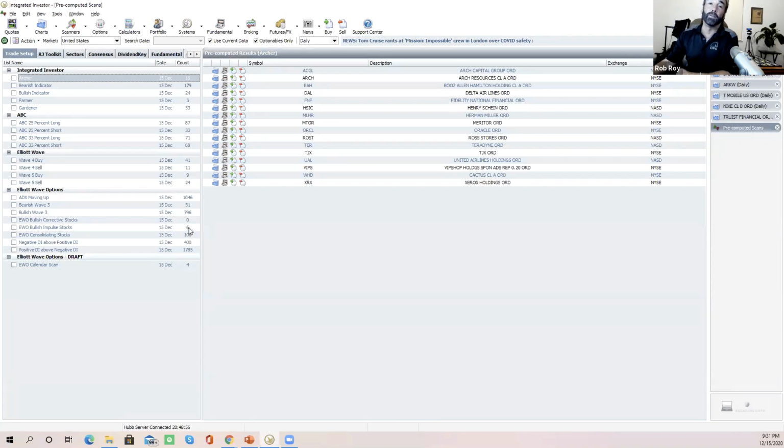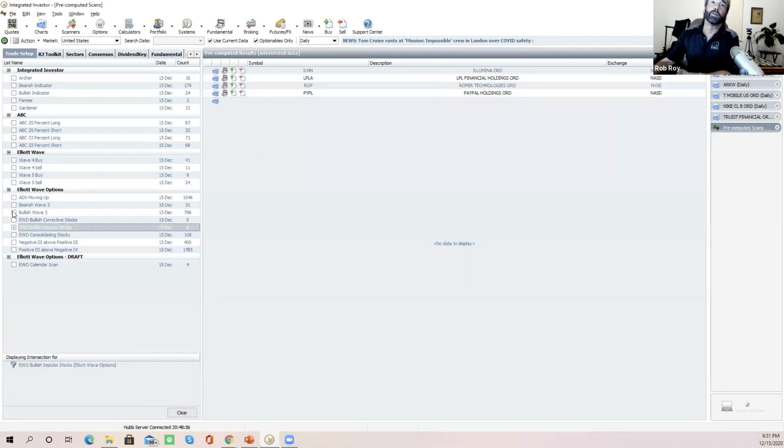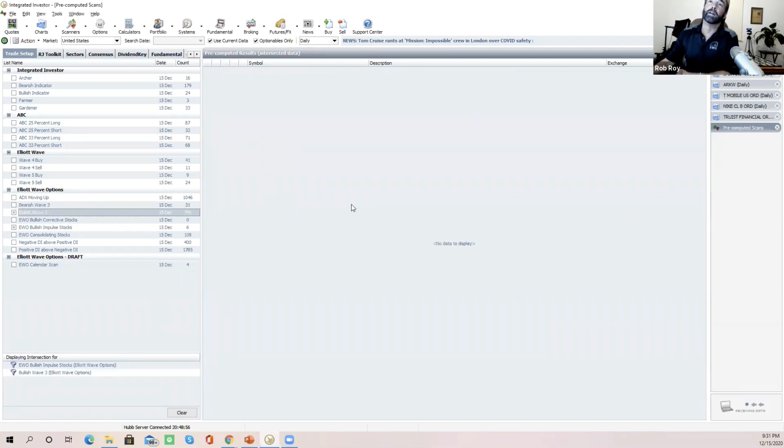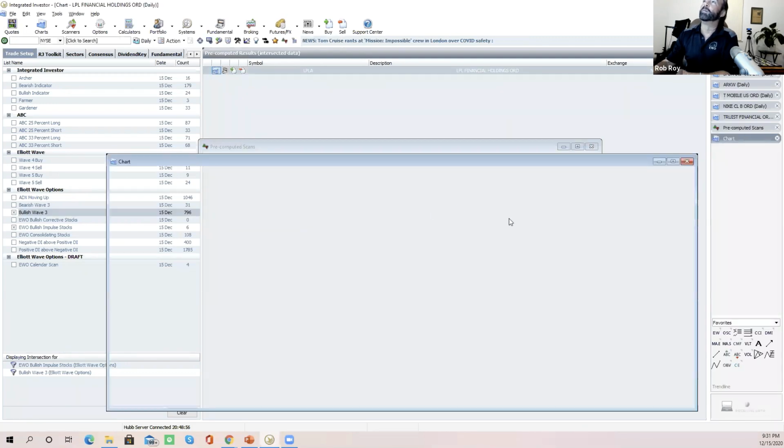Now we do have 6 impulse stocks. That's moved up today as well. Yesterday there was only 1. So just with today's move, we had some move up. So we'll look at those compared with the stocks that are in the wave 3 and see if, well, there's one, LPL Financial. So that's actually a broker dealer.